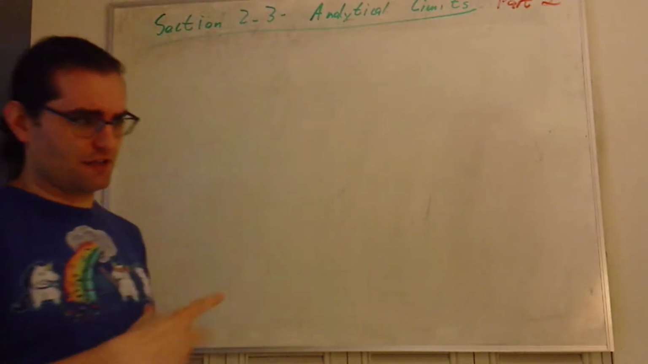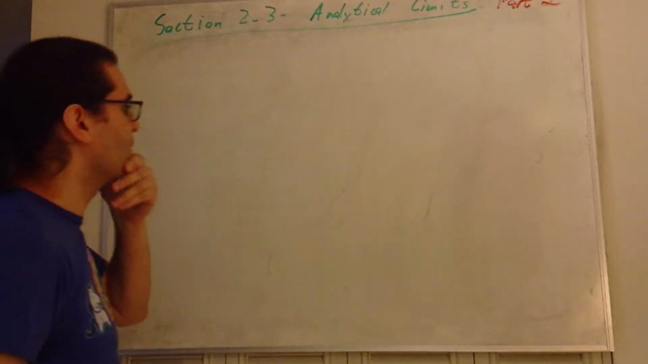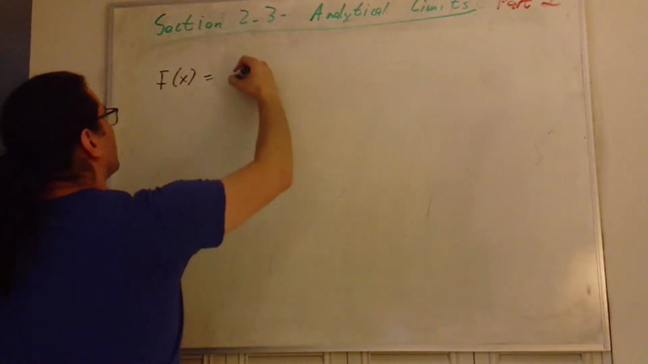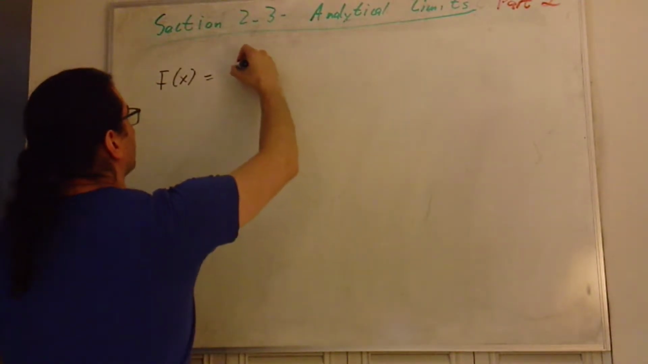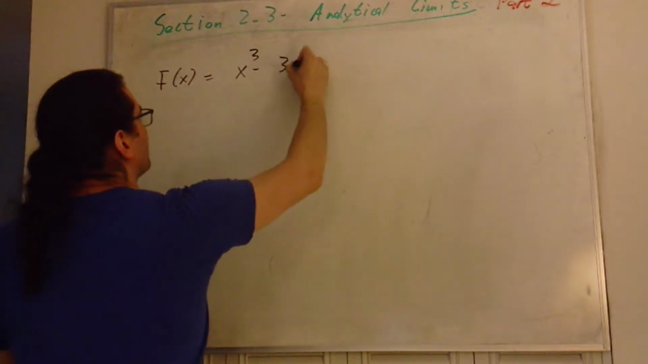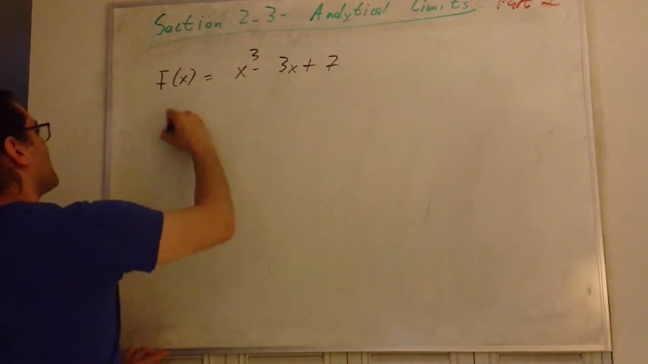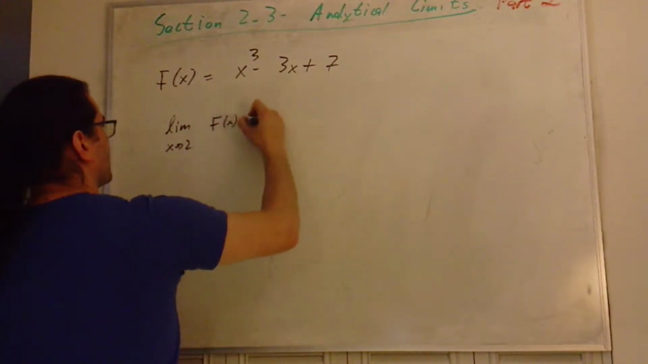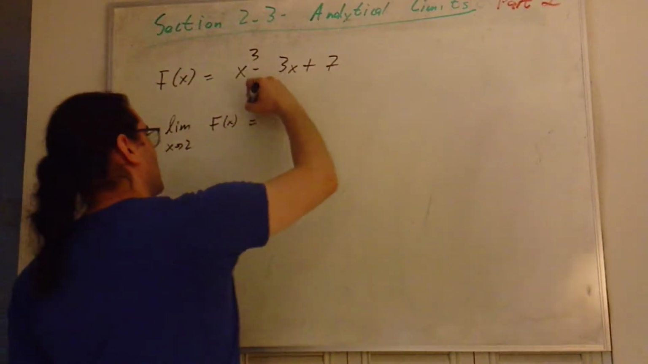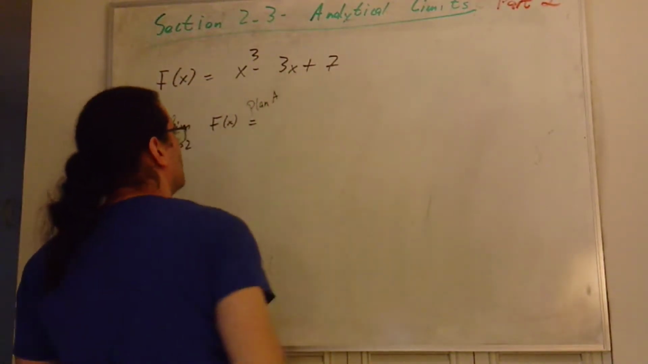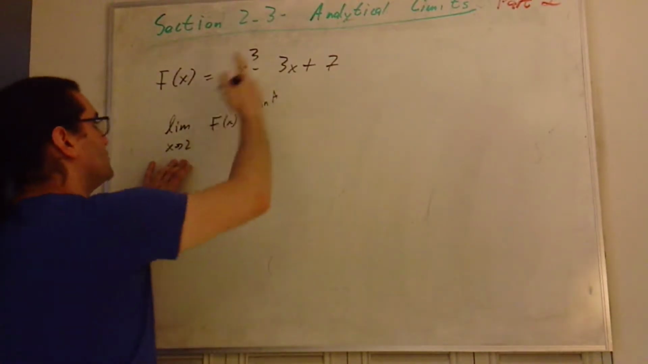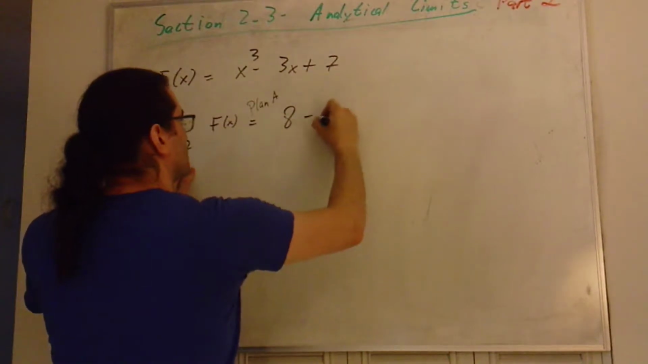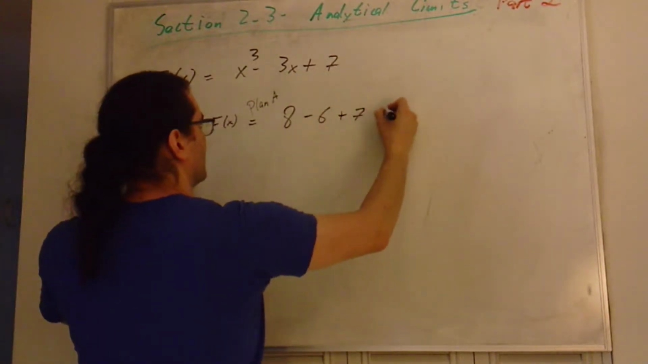We're going to look at a couple other kinds of functions here, see what those turn into. We'll start with polynomials. F of x equals, let's say, x cubed minus 3x plus 7. If I want the limit as x approaches 2 of f of x, I'm going to start with plan A. Plan A means I'm just going to plug in this number. 2 cubed will give me 8. 3x will give me minus 6. And plus 7 on the back end, this will give me 9.